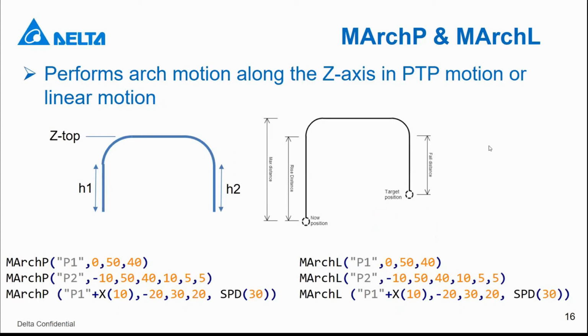And the next is MRP. This is the spatial motion for pick and place. So this is the pick and place motion. You can pick stuff on the right side and move up, and then move horizontally, and then go down to the place target. So here's the usage. First is the target, and then the 0 means the Z top, and then 50 and 40 mean H1 and H2. So we can define all these distances to finish a pick and place motion.